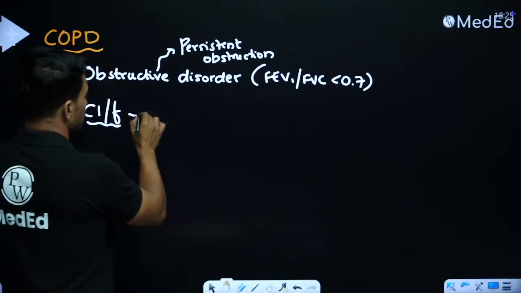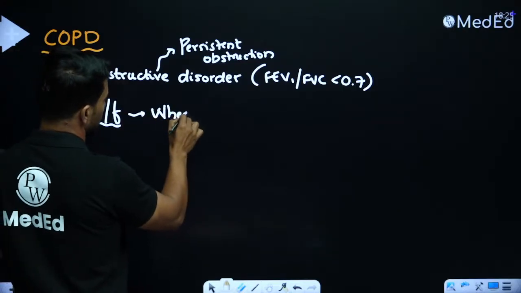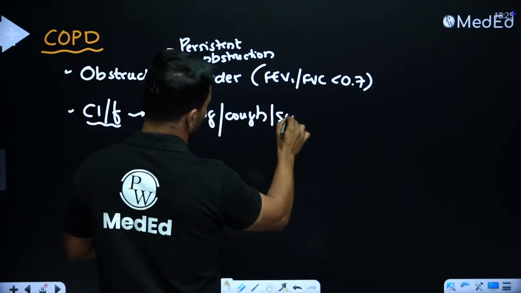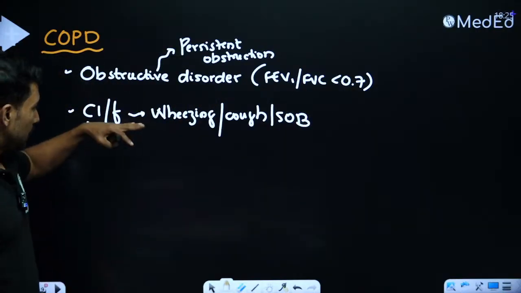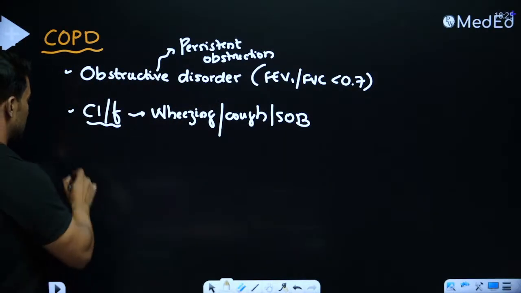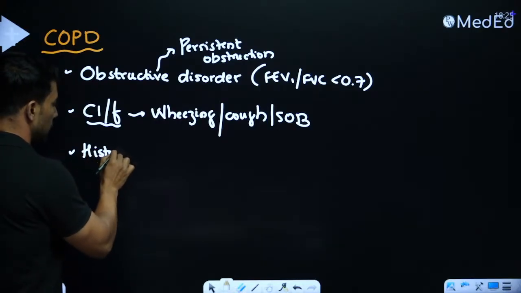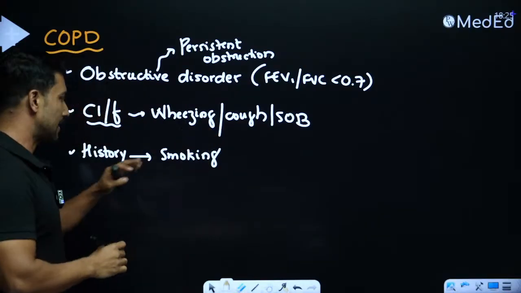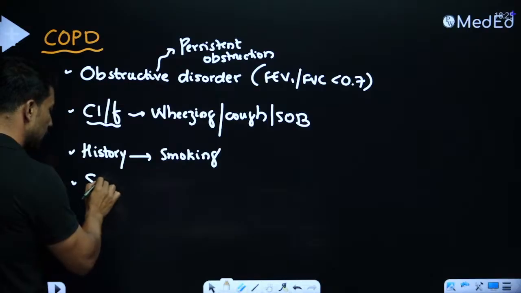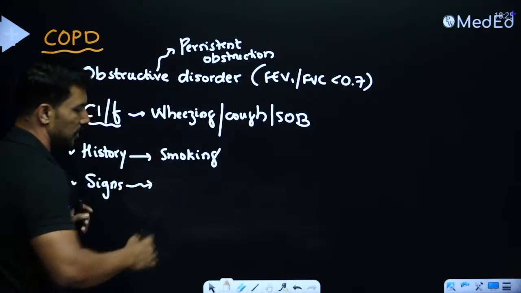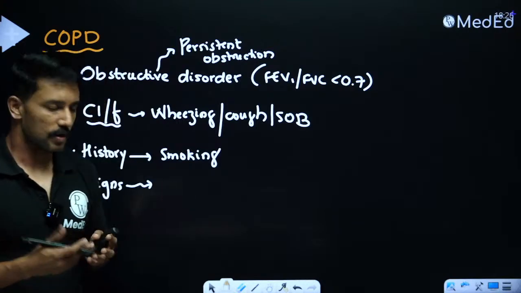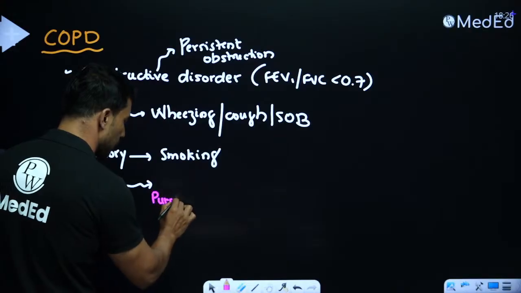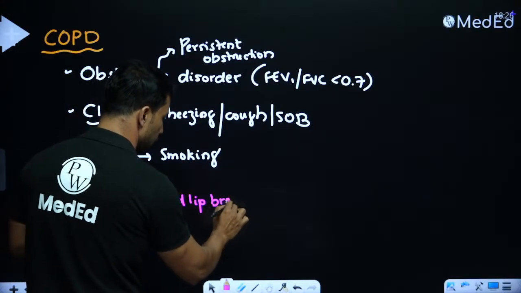Clinical features wise, these patients will also often have wheezing, cough, and shortness of breath. Now in this clinical story, they may give you a little more detail, in the sense that they may mention the history of smoking. Then they may also mention some important signs in the question. What are the signs they are likely to mention? The first and most common signs that COPD related questions talk about, mainly in patients with emphysema, is the so-called pursed lip breathing.